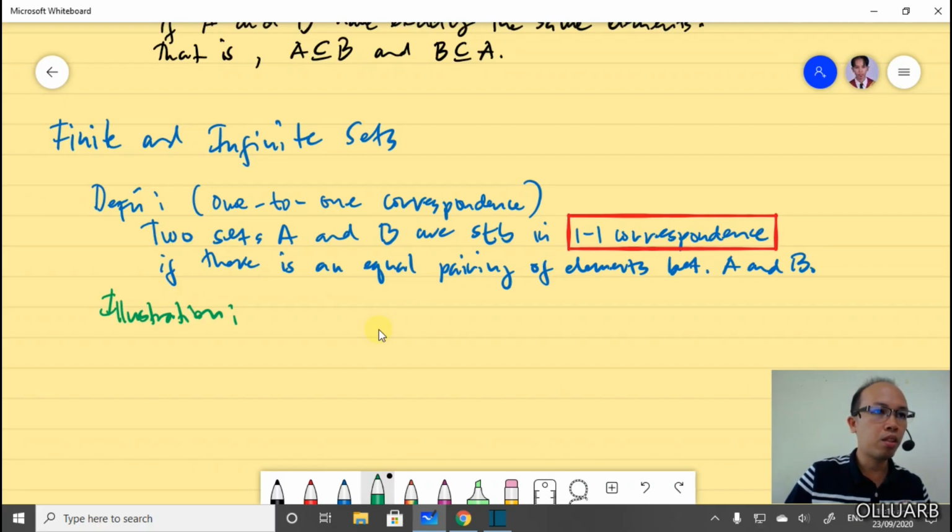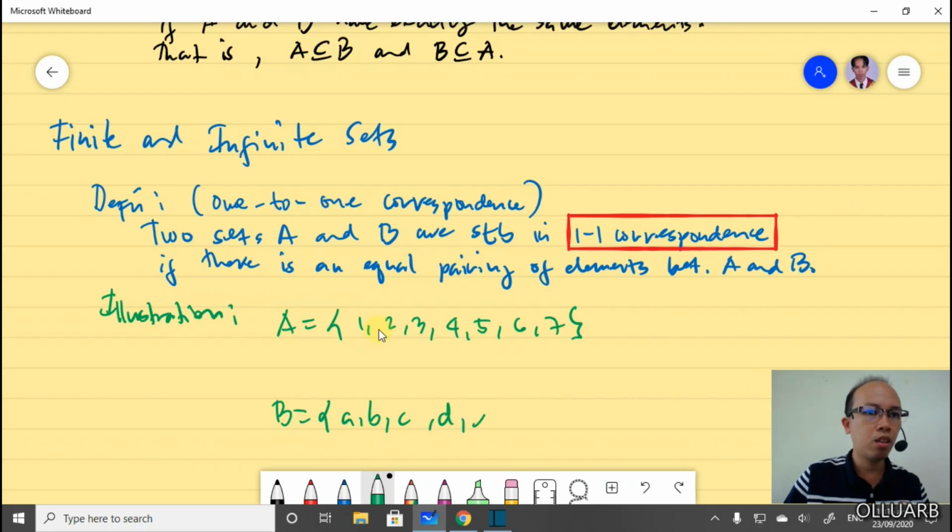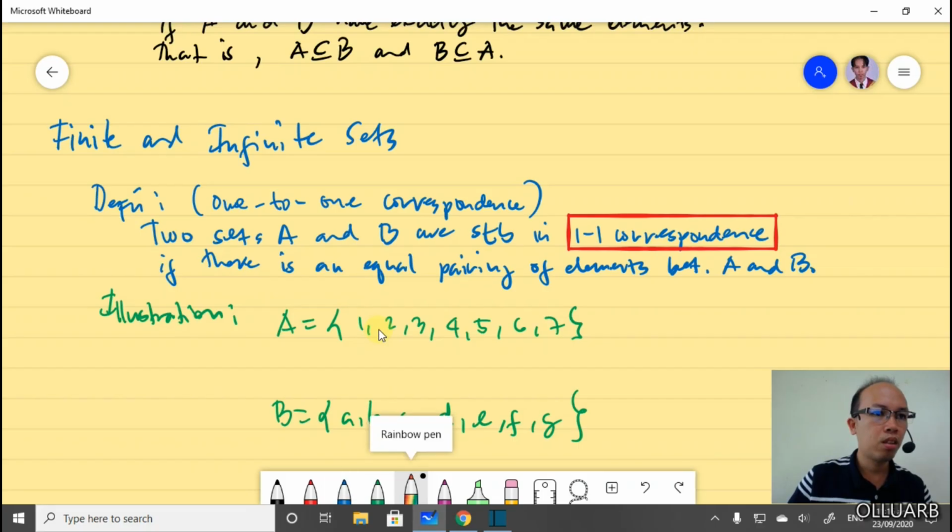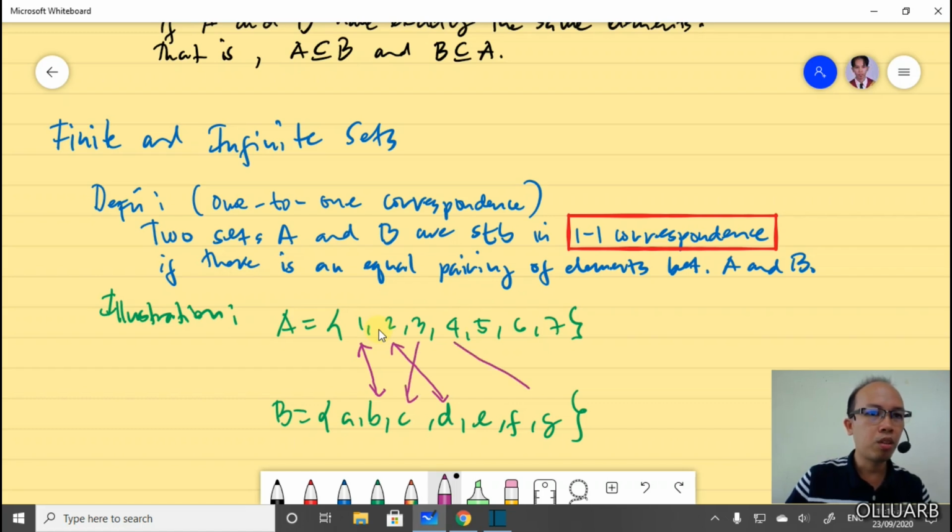So for example, if you have a set A here, which is 1 2 3 4 5 6 7, and then you have a set B which is A B C D E F G, when you say there is a one-to-one correspondence, this means that, for example, 1 is mapped to B, it doesn't matter, 2 is mapped to D, 3 is mapped to C, 4 is mapped to G, 5 is mapped to E, 6 is mapped to A, and 7 is mapped to F.